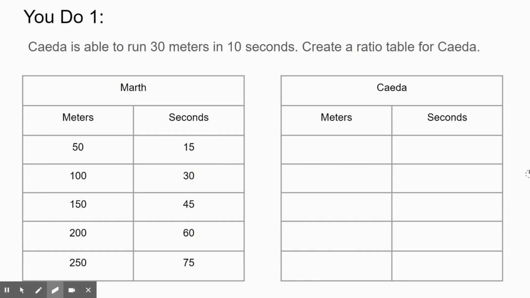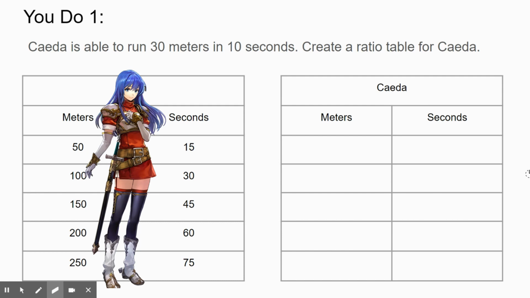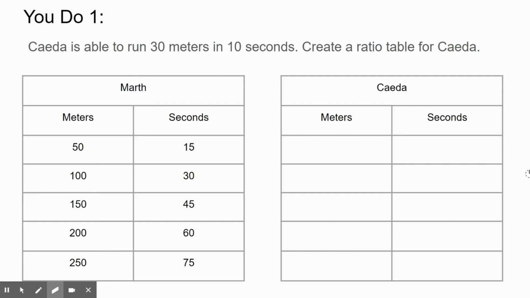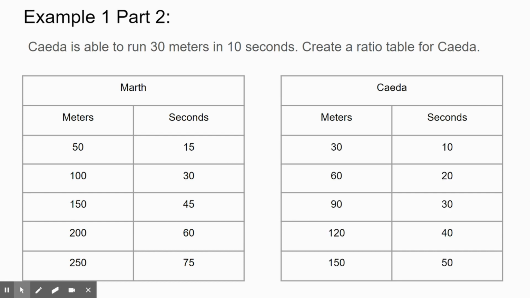For your first you-do problem, make a ratio table for Sita. She can run 30 meters in 10 seconds. Start your ratio table with those values, and then do the same thing. Fill out the entire table, because we might need the entire table. We'll find out. Alright, so you have now filled in your table for Sita. It should look like this, in case you're wondering.